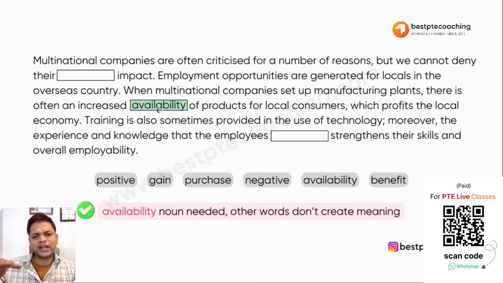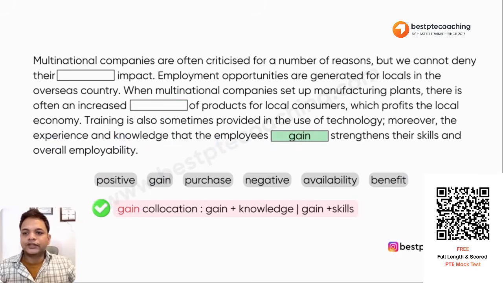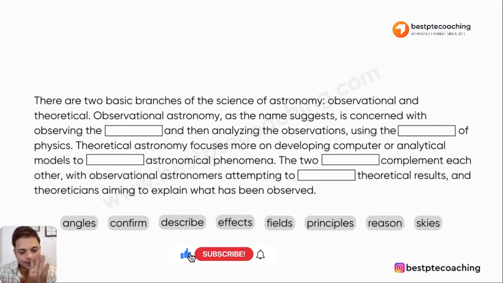So I'm telling you, sometimes when I'm telling you something which is not there in the question also, it is for your future question answering reference. Moreover, the experience and knowledge that the employees gain. Employees gain. Perfect. If you wish to answer this question, please pause the video, answer it. Right towards the end of the answer key revelation, you can type how many words you answered correct and keep typing in the comment box.